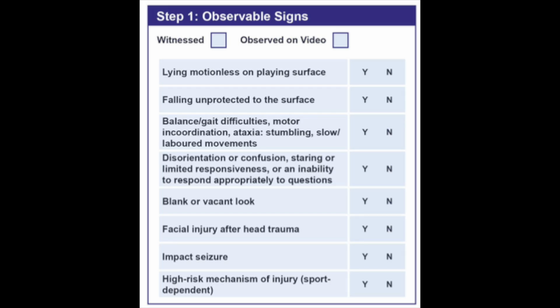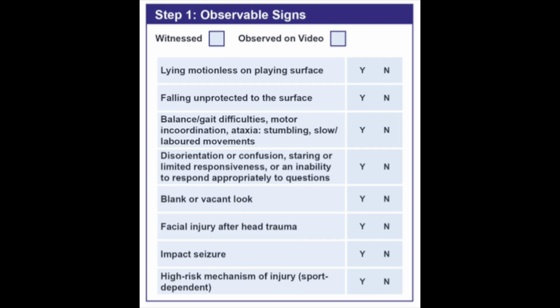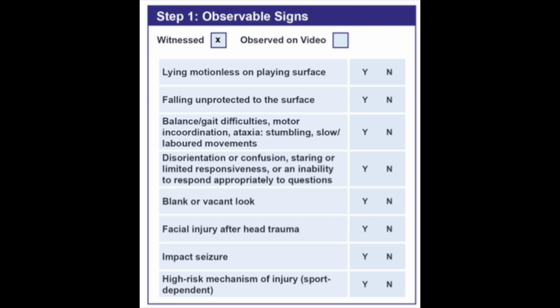Observable signs are things that you see at the time of injury. In this case, the athletic trainer did witness the incident. The athlete was not lying motionless on the playing surface, did not fall unprotected to the surface, did not have issues with balance, gait, motor incoordination, ataxia, stumbling, slow, labored movements, did not have disoriented or confusing, staring or limited response, or the inability to respond appropriately to questions.